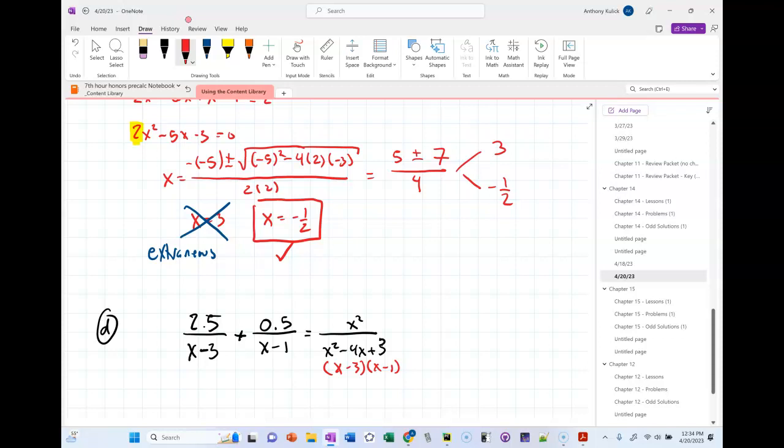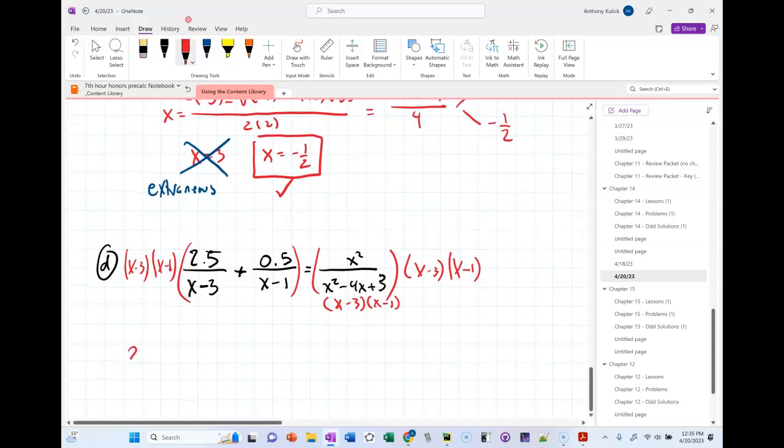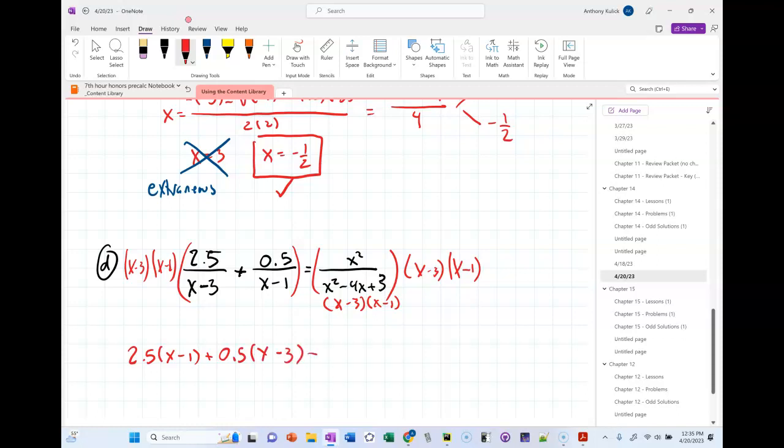All right. Let's go find that least common denominator now. What would that least common denominator be? x minus 3 times x minus 1. Okay. When I distribute things through, I get 2.5 times x minus 1 plus 0.5 times x minus 3 equals x squared.